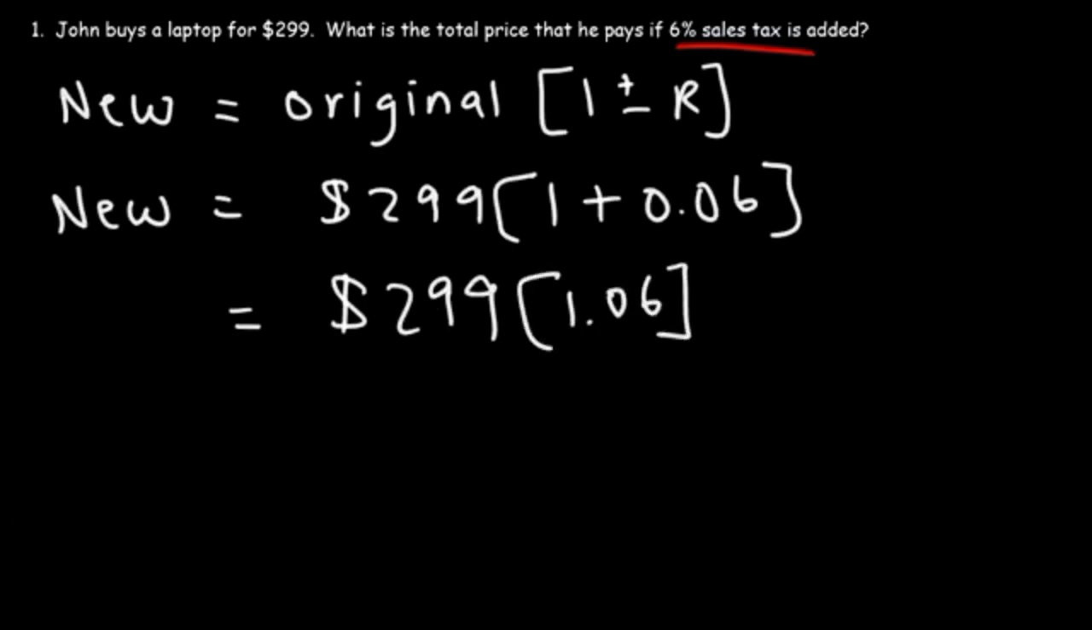Now, just for you to understand why this works, $299 times 1 gives you the original price. $299 times 0.06 gives you that 6% sales tax that he pays in addition to the original price of the laptop. And so that's why we're going to get the same answer. So $299 times 1.06 is $316.94. I believe this method is a lot easier. Now let's move on to the next problem.